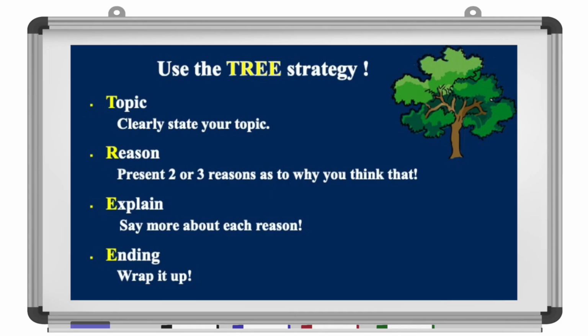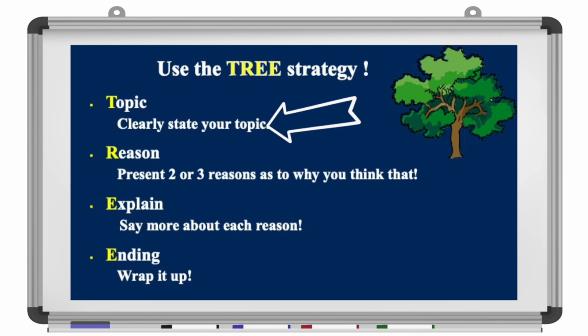Now, you will ask me, how do I write? And I will tell you, you have to use the TREE strategy. What do I mean by the TREE strategy? Now, take a look at this. The TREE strategy is basically T for topic, R for reason, E to explain, and then E to end.